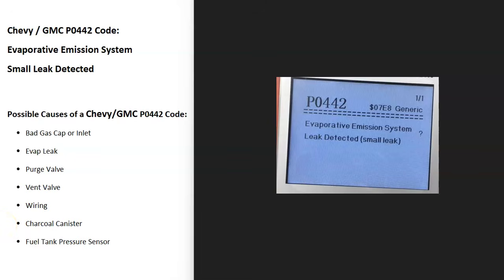So today I'm talking about a Chevy or GMC P0442 code, what it is and how you go about fixing it. And so what is a P0442 code? Well, it's an evaporative emission system small leak detected. And what does this mean?